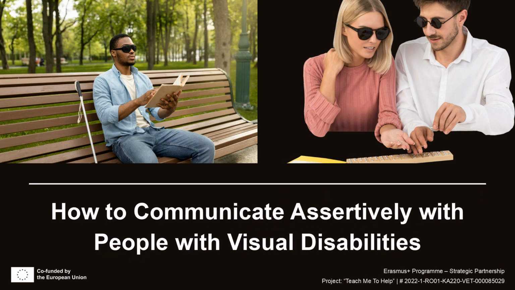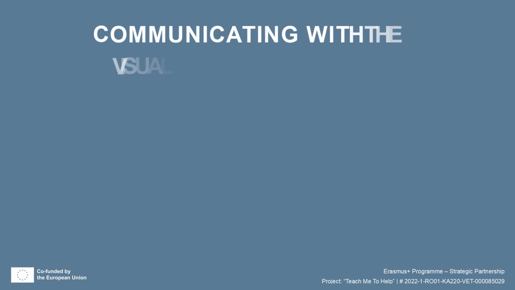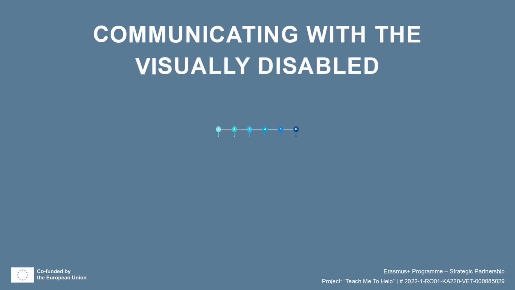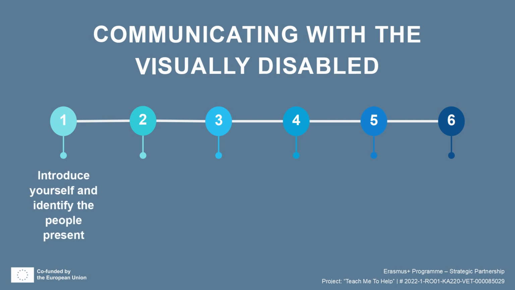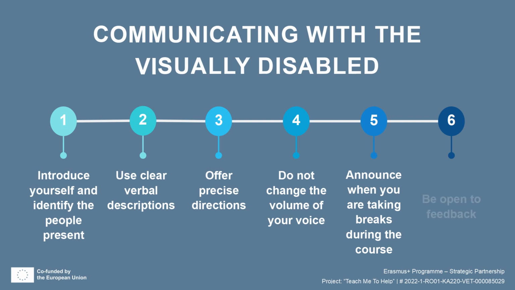How to communicate assertively with people with visual disabilities. Communicating with the visually disabled. 1. Introduce yourself and identify the people present. 2. Use clear verbal descriptions. 3. Offer precise directions. 4. Do not change the volume of your voice. 5. Announce when you are taking breaks during the course. 6. Be open to feedback.